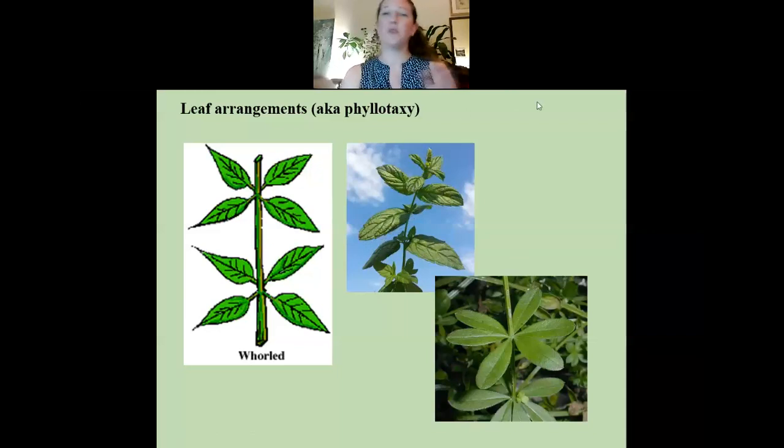All right. Pretty straightforward stuff so far with the leaf. You have simple leaf versus compound leaf. You have leaf arrangements like opposite, alternate, and whorled.